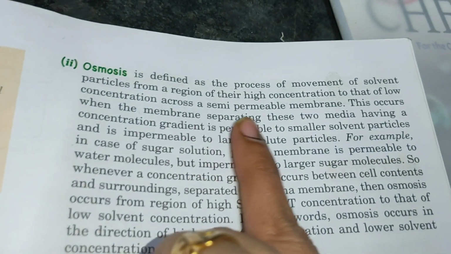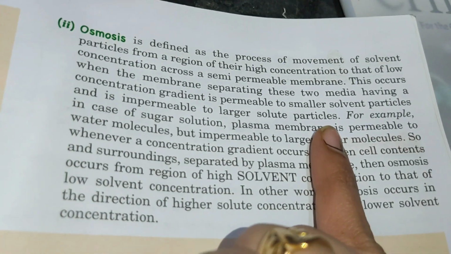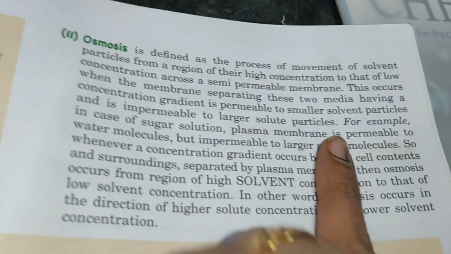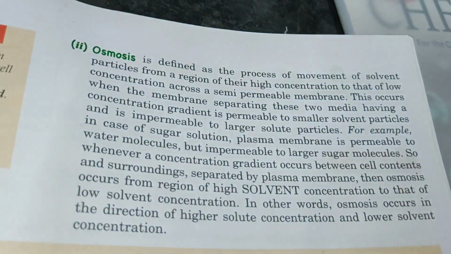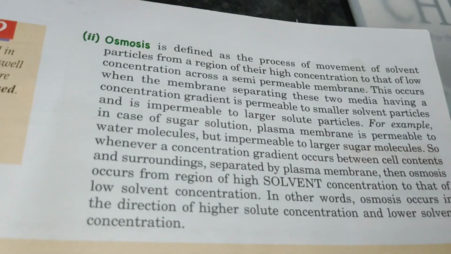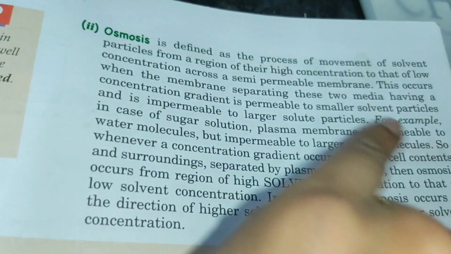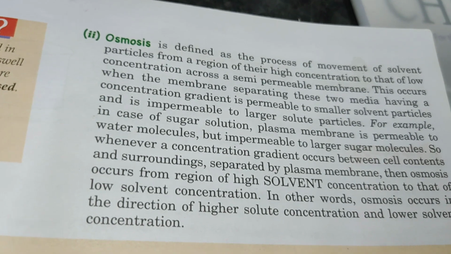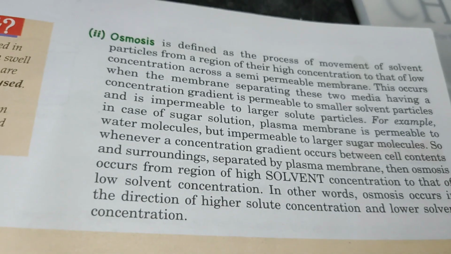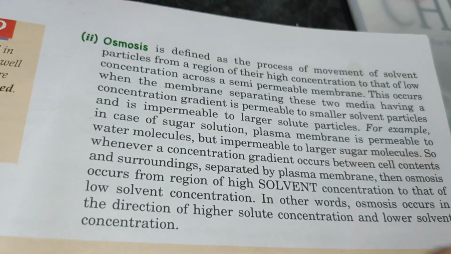This occurs when the membrane separating these two media having a concentration gradient is permeable to smaller solvent particles and impermeable to large soluble particles. So osmosis means here also there will be a movement of particles from a region of high concentration to a region of low concentration, but through a semi-permeable membrane. This membrane will be separating the two media across the concentration gradient, and it will only permit smaller particles and not large solute particles.